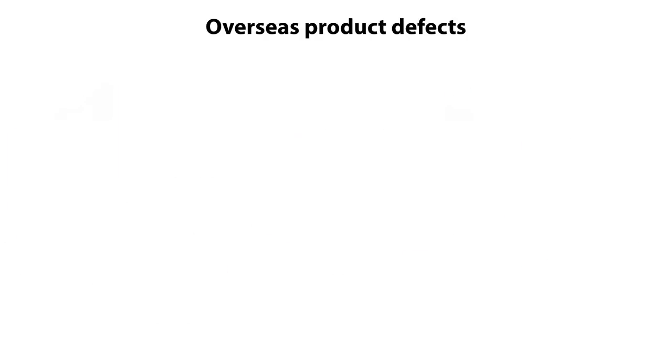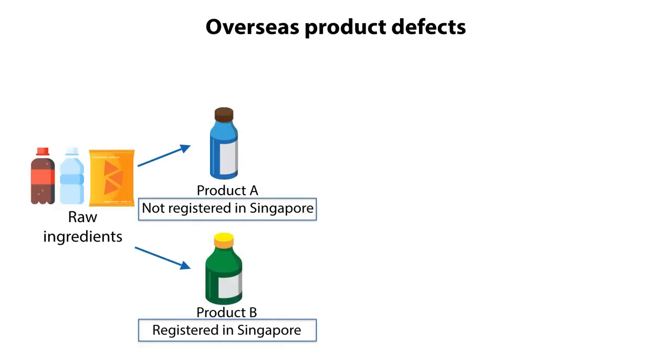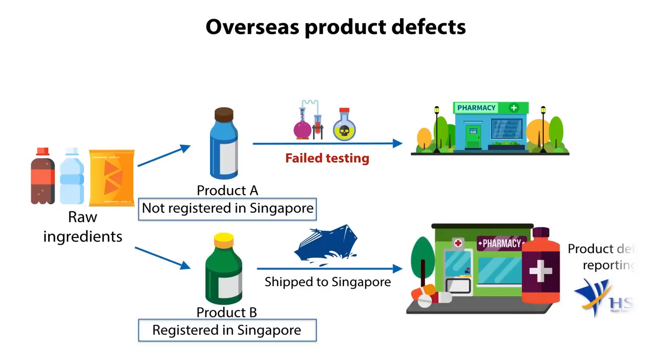In another example, product A and product B use the same active ingredient manufactured from the same manufacturing site. Product A is not registered in Singapore but is sold in other countries. However, product B is registered in Singapore. Product A was found to be contaminated due to an issue in the manufacturing of the active ingredient. As product B uses the same active ingredient as product A, it could be potentially affected by the same contamination. You should therefore submit a product defect report for product B.